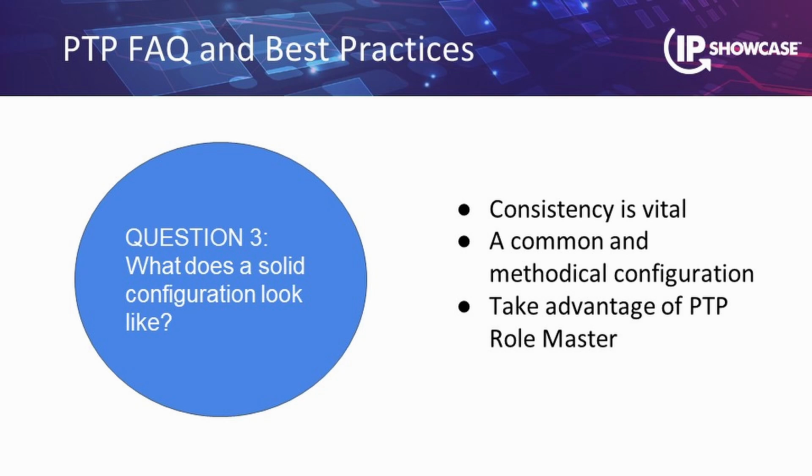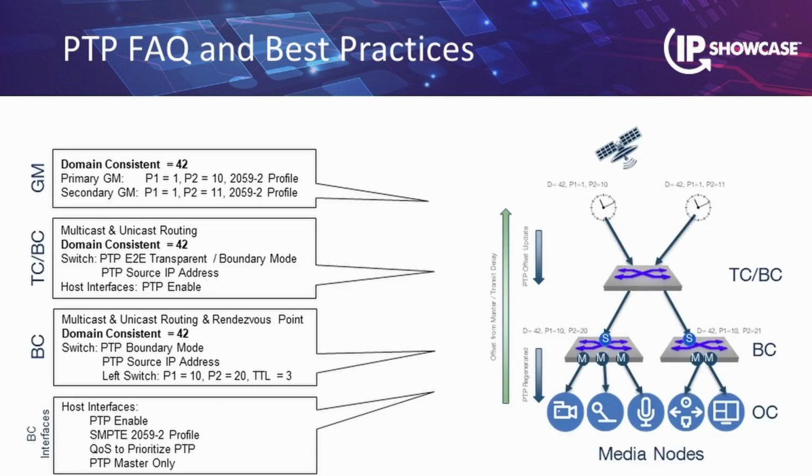The question I get asked is, what does a solid configuration look like? We need to maintain a lot of consistency within PTP. Consistency from the switches to the endpoints, switch to switch, switch to grandmaster. There are different levels, different tiers of PTP that all need to be in sync with one another to create a very robust and scalable network. And again, taking advantage of PTP Role Master. I want to review some of those configuration best practices here.